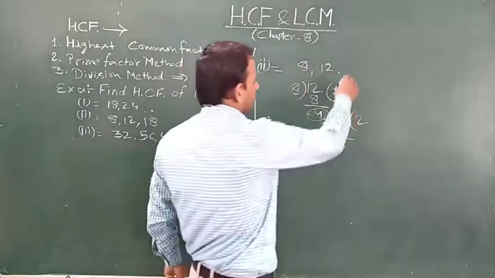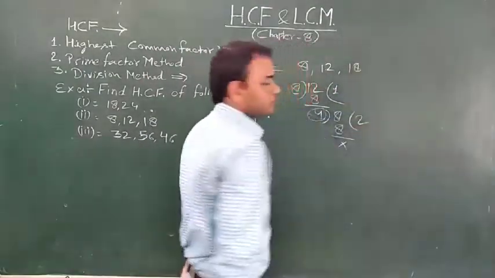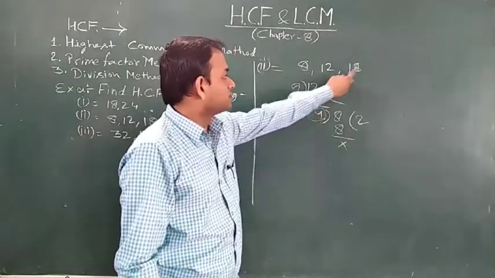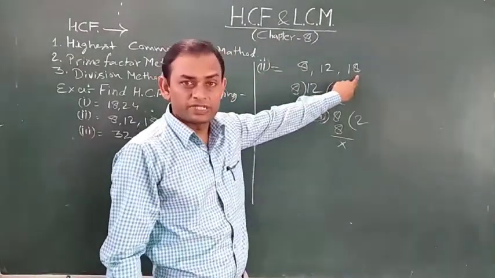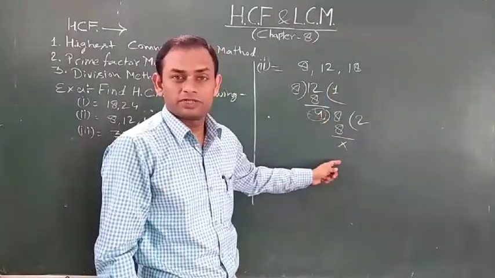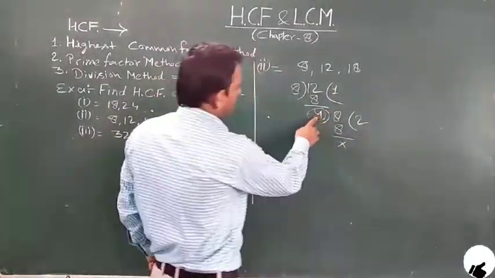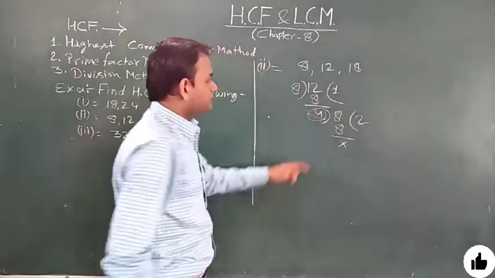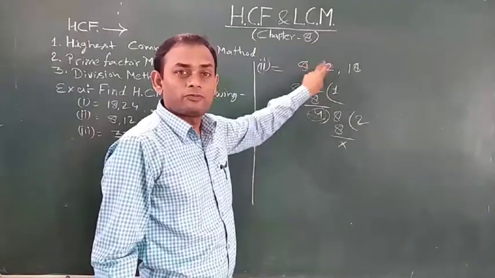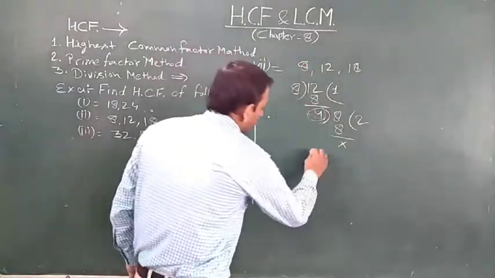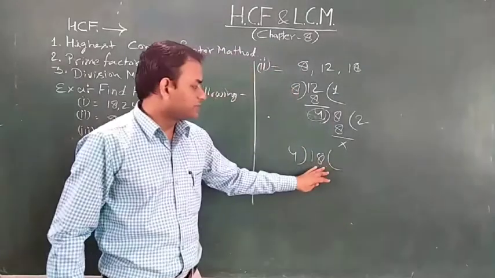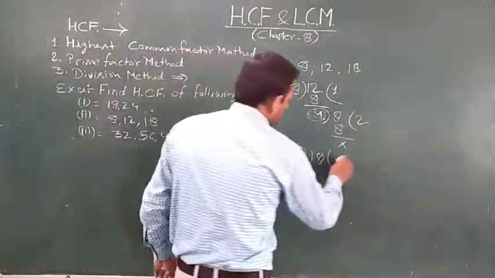But one more number is there, 18. So what do we have to do? Now we will divide this 18 by the 4, because here the remainder is 0 and this 4 is the HCF of 8 and 12. So we will divide the 18 by the HCF of both of them. Now 18 will be divisible. We will divide the 18 by the 4.